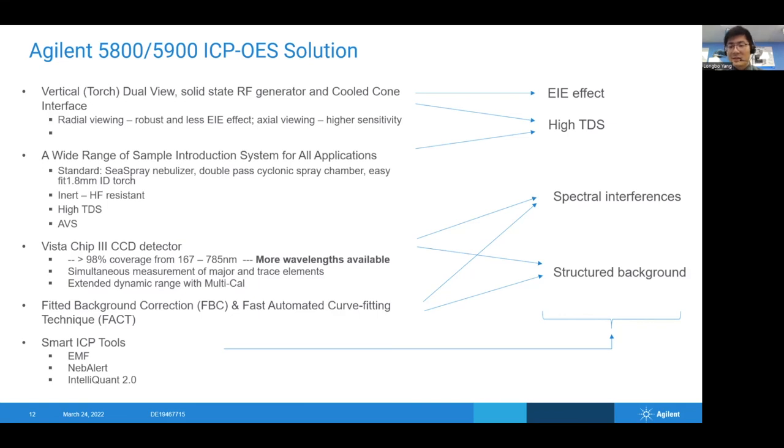The third generation CCD detector with over 98% coverage from 167 to 785 nanometer wavelengths offers the largest wavelength selection capability on the market to avoid spectral interferences. And when we can't avoid that, we have the fast automated curve fitting technique to deconvolute the analyte signal from the interferences. Our fitted background correction is really, really good when dealing with structured background, and the smart tools in our ICP will help you maximize the uptime and alert you of any issue before the issue wastes any of your analytical time.